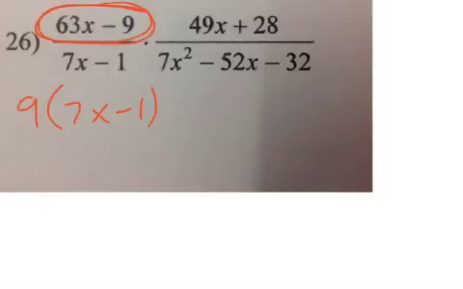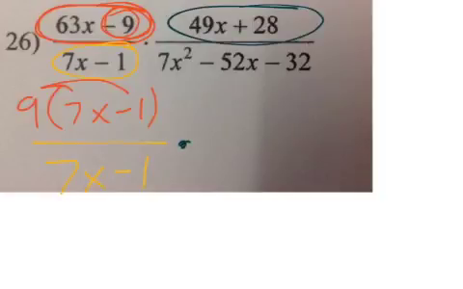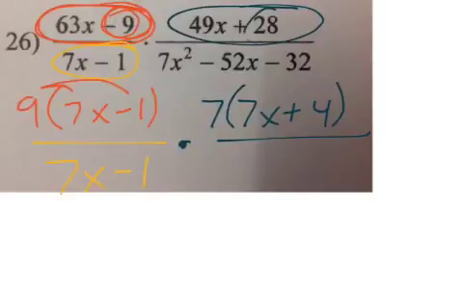Again, 9 times 7 is 63. 9 times minus 1 is minus 9 right there. Notice the bottom expression is already simplified: 7x minus 1. Now, the numerator of the second expression. Notice the GCF this time is a 7, because 7 times 7 is 49x, plus 7 times 4 gives me that 28 right there. And finally, we have the last one.